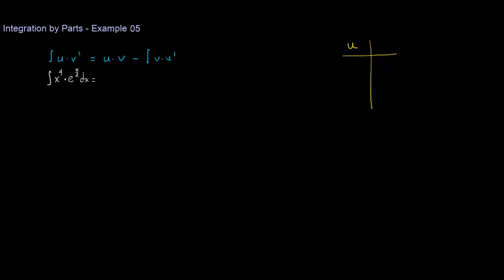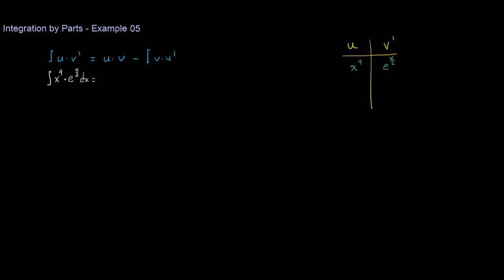This is u. Here will be my v prime. You're going to start out by writing here what's going to be u, which is x to the 4, and v prime will be e to the x over 2. On the left side, where the variable is u, you're going to take derivatives of this expression until you reach a 0.